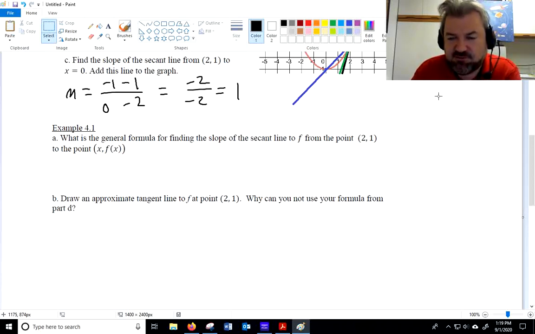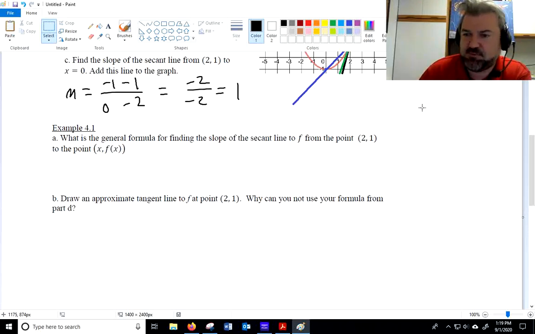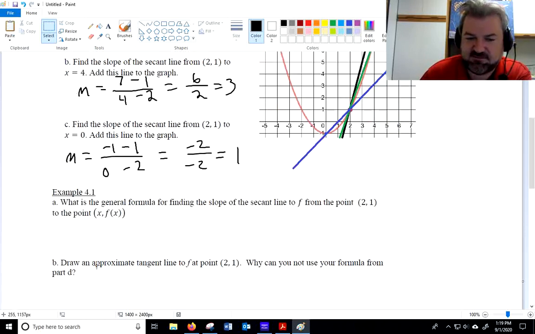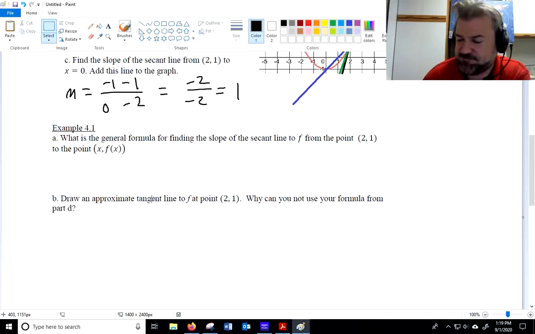So I want you to try and do this. I know it's an example, but like I said, I really want you to try and work through this yourself. So write a general formula for the slope of a secant line from (2, 1) to any point, any x value, but it's going to be a point on this curve, so it'll be an x value and then f of that value. That's why I have x comma f of x.